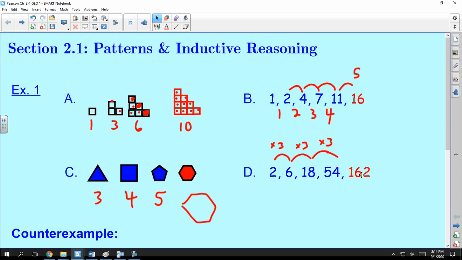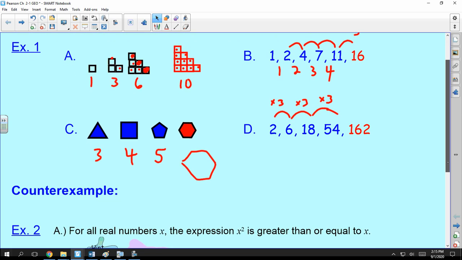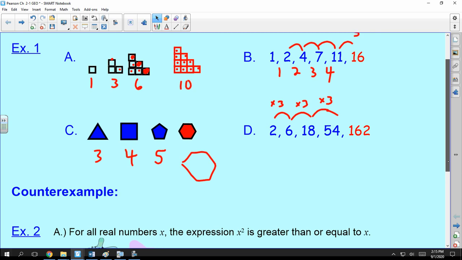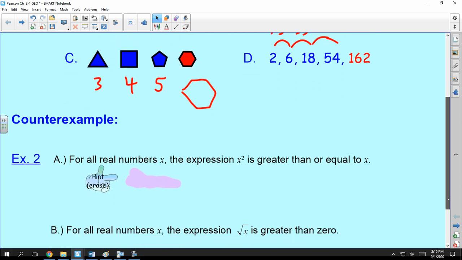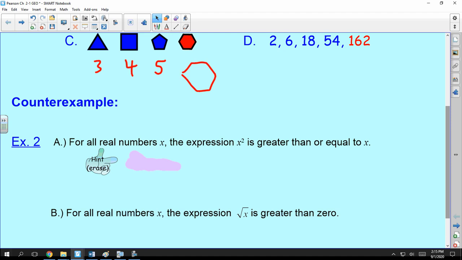It's not a big deal if you don't see the pattern. What you need to understand is that inductive reasoning means looking at patterns, and so you should hopefully be able to see it. Here are some techniques: shapes, adding, subtracting, multiplying, dividing. Those are the things to look out for. Okay, counterexample. Here is a counterexample.